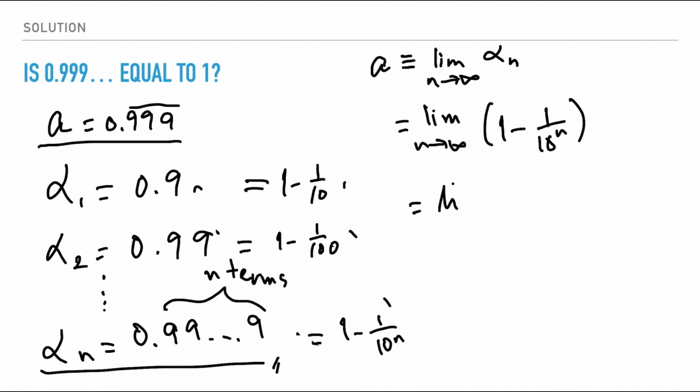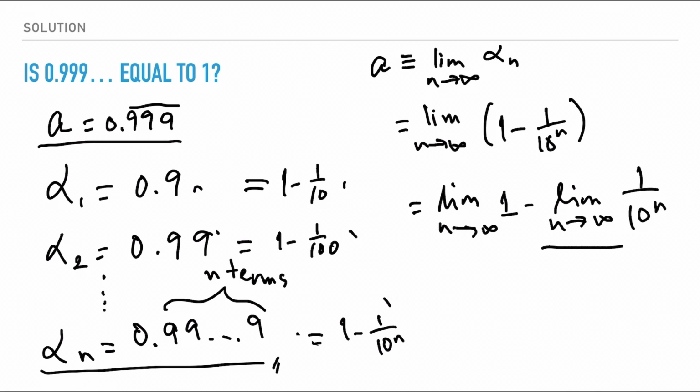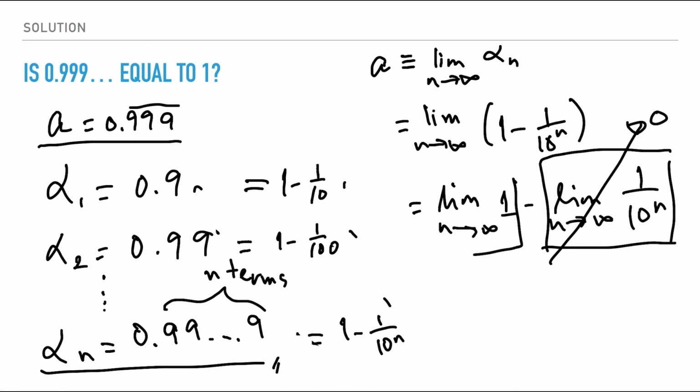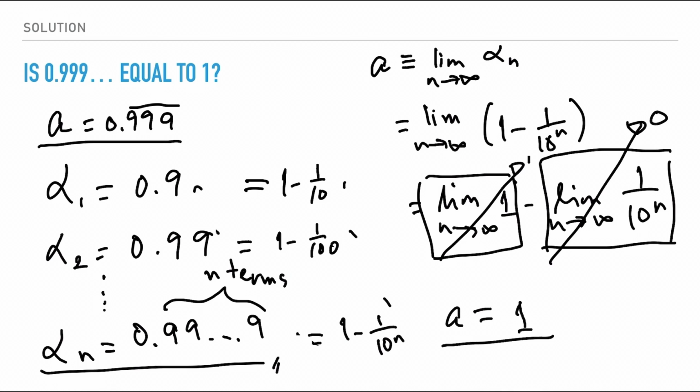And this is not very hard to evaluate if we know the arithmetic operations and limits, which we apply here. Then we recall that this limit is actually 0, and that this limit is actually just 1. And so we have the following expression, that a is equal to 1. And also we began with the following definition, that a is equal to 0.999 with a vinculum.